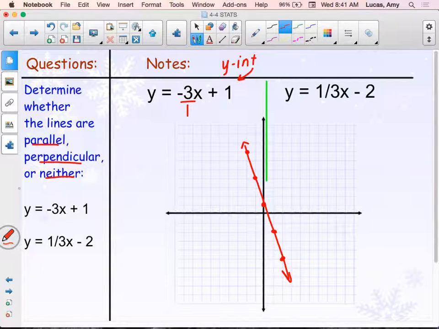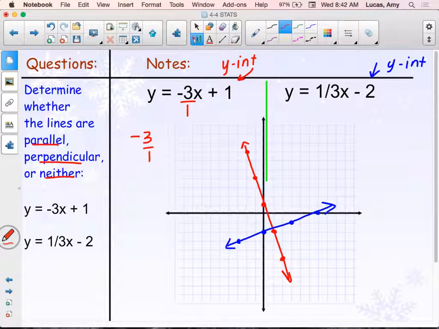Okay, my second one starts at the y-intercept -2, and the slope on this one is 1/3, so I'm going to rise 1, run 3, rise 1, run 3, draw my line. Okay, so it looks to me like these are perpendicular. If I compare my slopes, -3 over 1, +1 over 3, it did flip and change. So they are perpendicular.